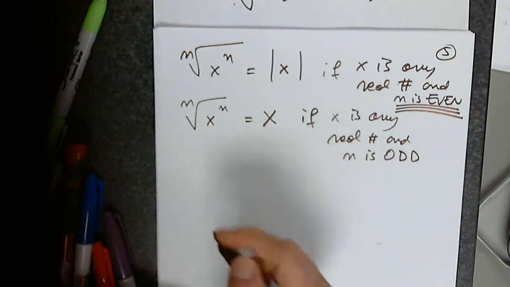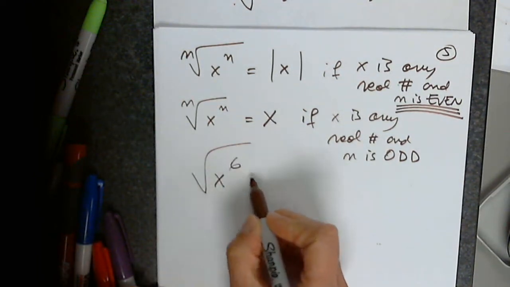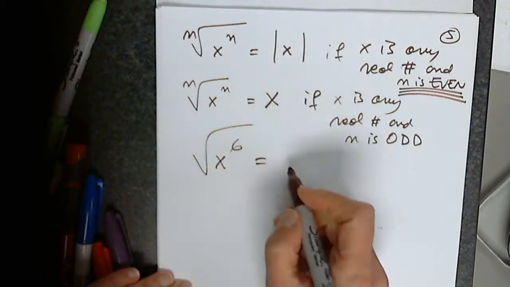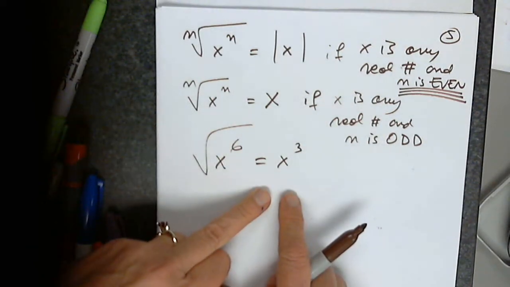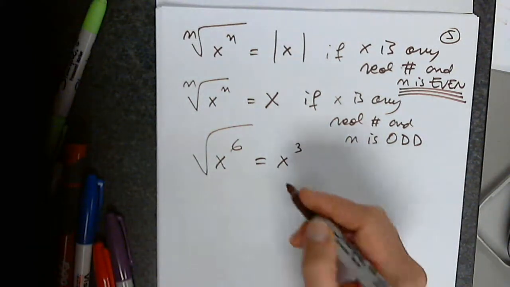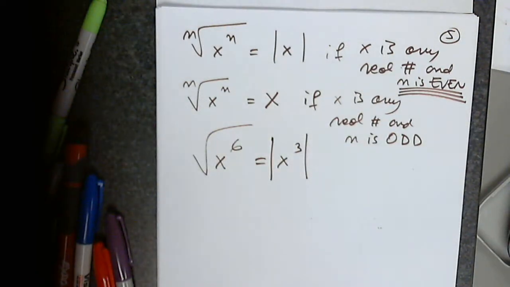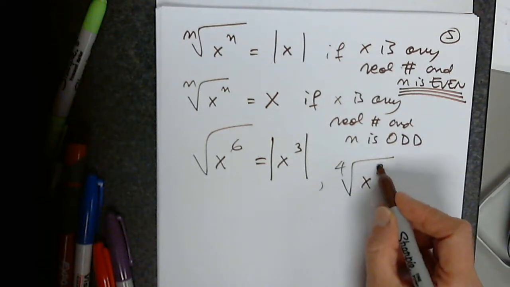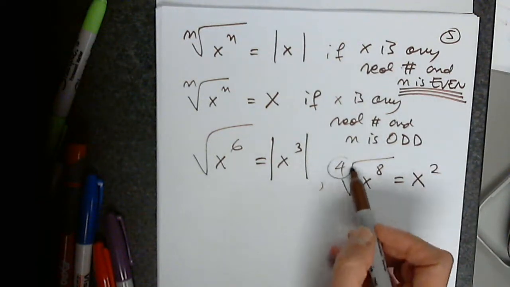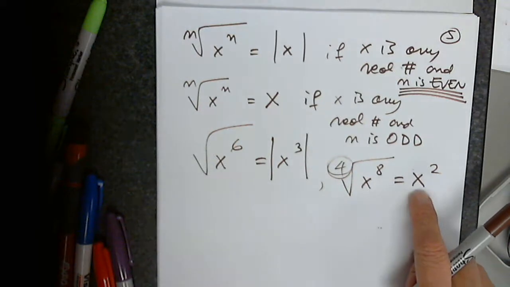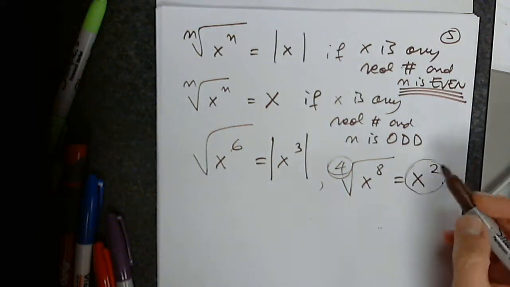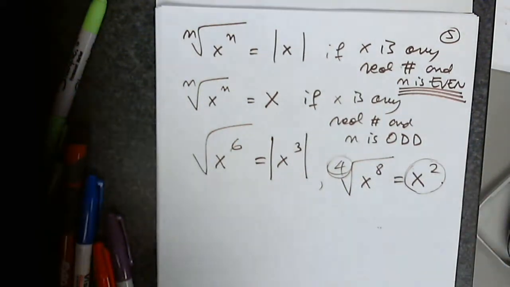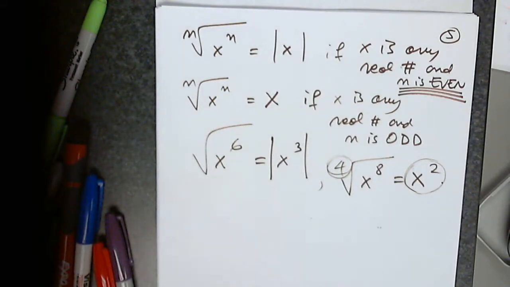And if I have this situation, x to the 6th, 6 divided by 2 is 3. Therefore, x to the 3rd could be negative. That's why I need the absolute value on it. And if I have, let's say, the fourth root of x to the 8th, the answer is x squared, even if the index is even. But because this quantity is always positive, there is no need of absolute value on x squared. So these are the three possibilities. And now we're ready to look at these three examples.